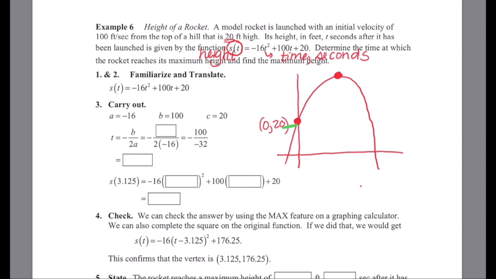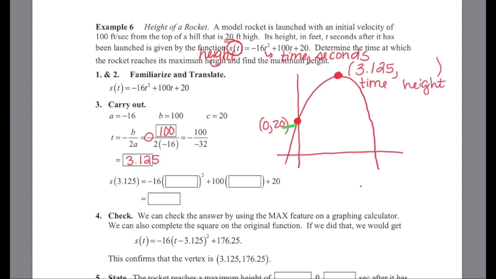We know our A value is -16, and we know our B value is 100. So when I take opposite of B, so opposite of 100 over 2 times -16, that reduces to -100 over -32, or 3.125 when we actually divide. So 3.125, again, that being our time variable. And then we'll look for the height.